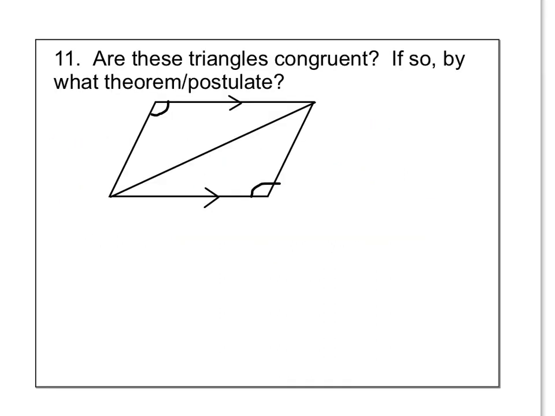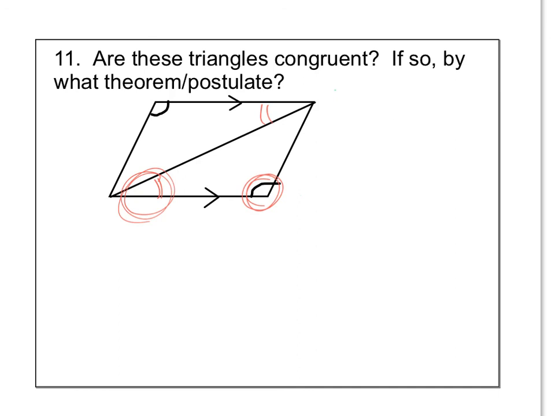Please pause the video and try number 11. So I see the parallel sides. These extra arrows mean that the two sides are parallel. So if these are parallel and the transversal cuts through, that means this angle and this angle are congruent because they're alternate interior angles. So if I just erase all my mess here, what I wind up with is an angle, another angle, and then I need one more thing.